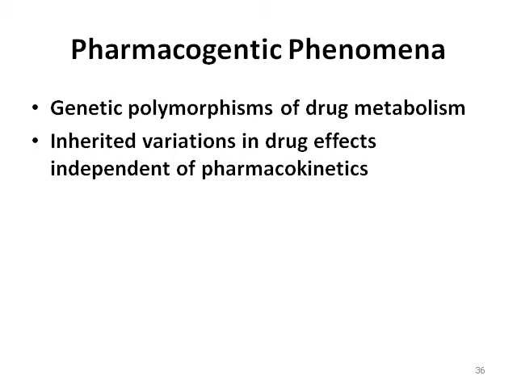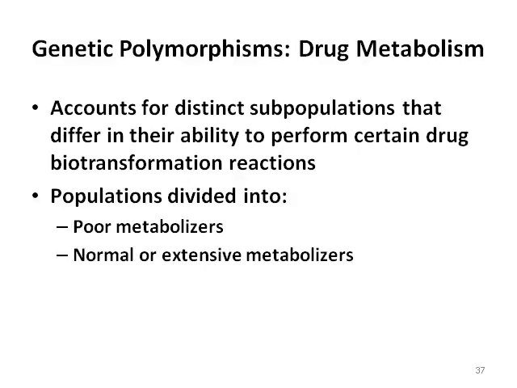Now, slide 59 starts a little section on pharmacogenetics, which I'm going to cover pretty rapidly. What we talk about is polymorphisms. These are genetic alterations in drug metabolism. These are inherited. They are not dependent on pharmacokinetics, but they do influence pharmacokinetics. Slide 60, basically, we see that there are distinct subpopulations that differ in their ability to metabolize drugs.